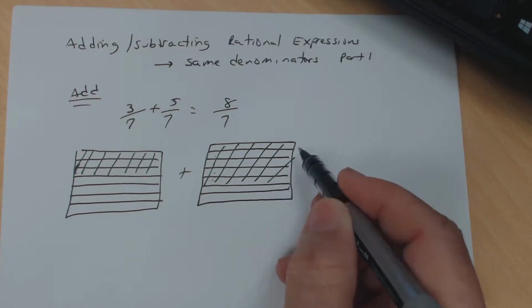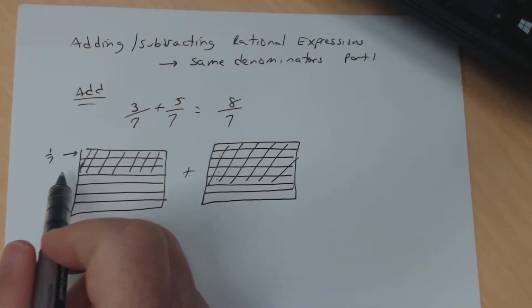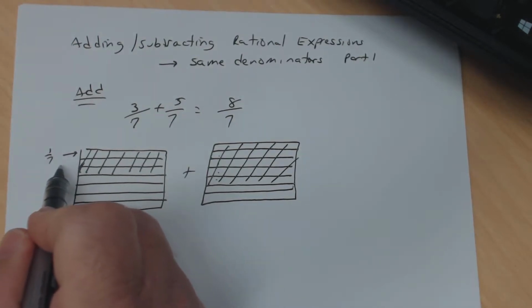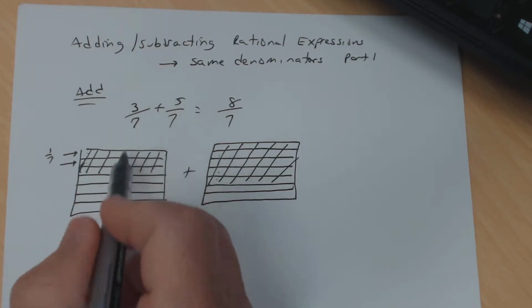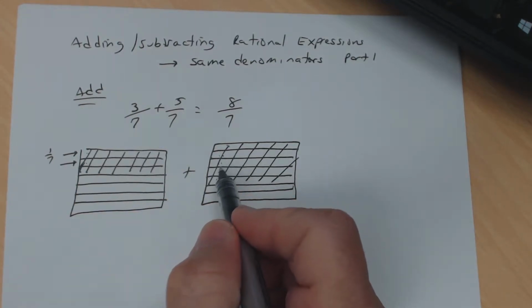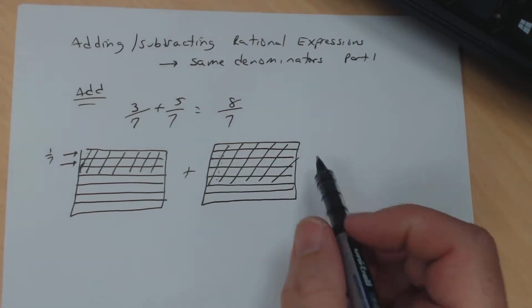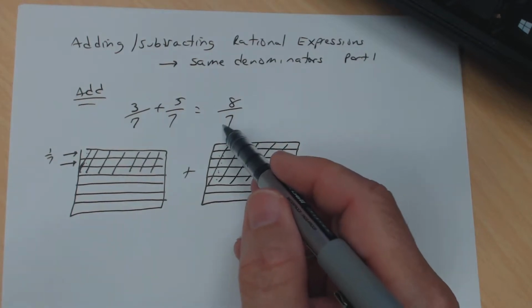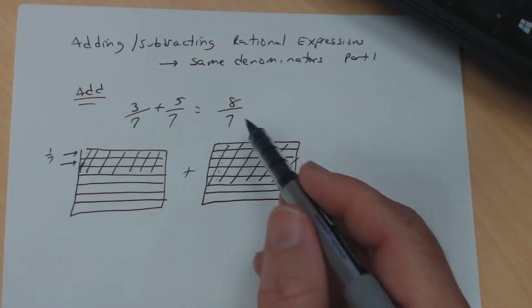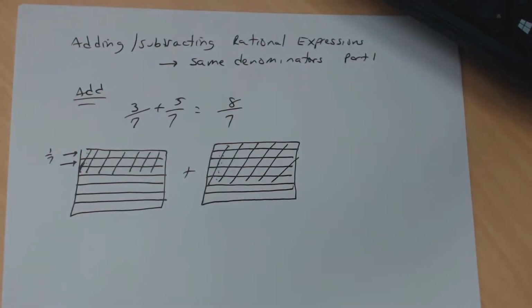In terms of what's shaded, remember each of these rows represents a partition of 7. So each one represents a 7th. That's 1/7, 1/7, 1/7 is 3/7. And 1/7, 1/7, 1/7, 1/7, and 1/7 is 5/7. So altogether, how many 7ths do I have that are shaded? I have 8 7ths that are shaded.